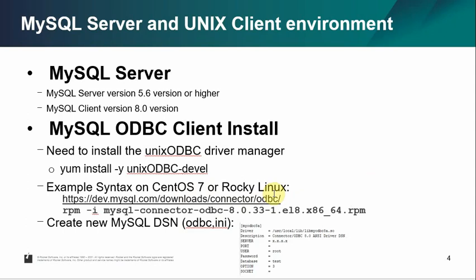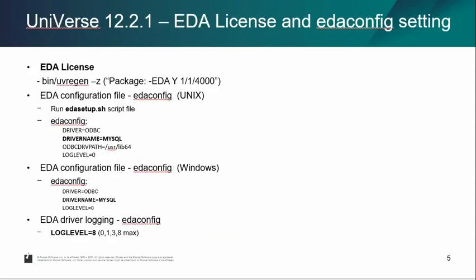After you install it, you need to manually create the ODBC DSN. There will be an odbc.ini file. On the server side, on the UniVerse server, you must have an EDA license. You can run the uvregen -z option to see the license information, whether you have a license or not.